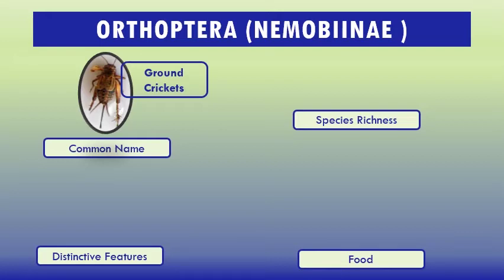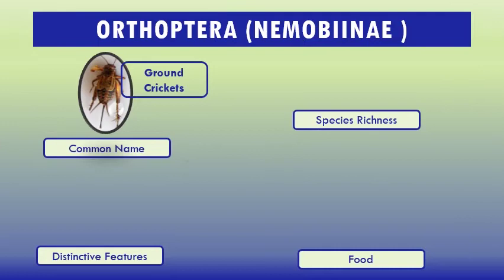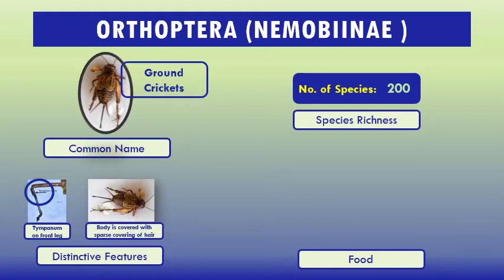Ground crickets may chirp, as do the black field crickets, though the sound is much higher pitched and is a trill rather than a chirp. They are also omnivorous. Now, species richness: about 200 species are known. Distinctive feature: tympanum on front leg. Here it is. Body is covered with sparse covering of hair.